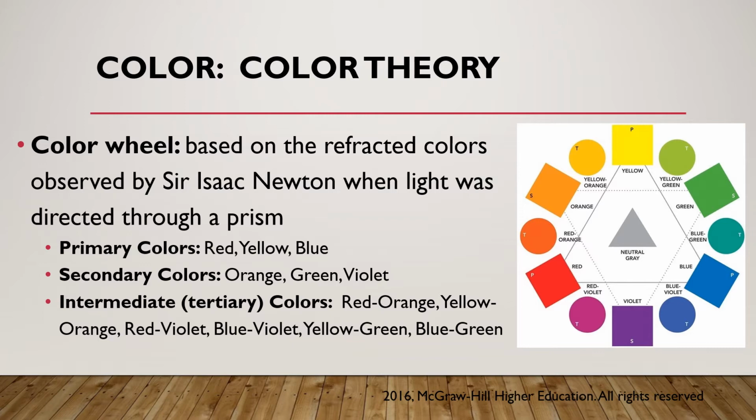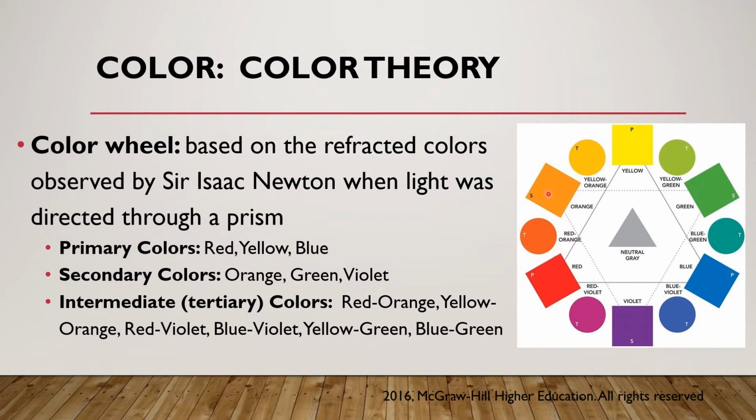Secondary colors are colors that are made by mixing two primary. So if you mix red and yellow together, you're going to get orange. If you mix yellow and blue, you're going to get green. Blue and red, you're going to get violet. And we use the term violet instead of purple because it sounds better.